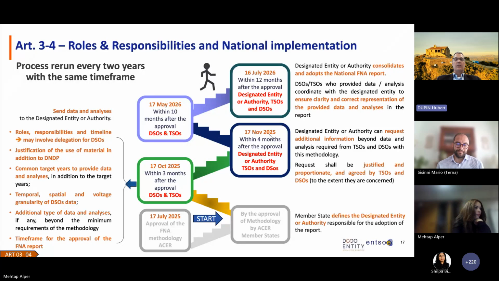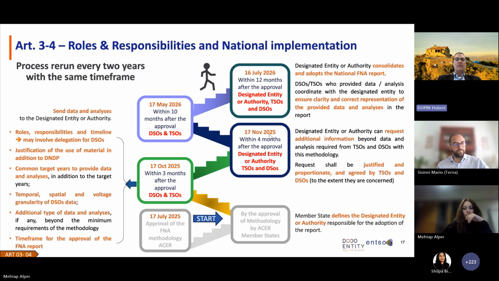There is an organization. So in the first 3 months, we need to decide this. In the first month, we expect the designated entity to give the full scope of data analysis to DSOs and TSOs. If there is a minimum requirement in this methodology, the regulation provides that the designated entity may require a data analysis in addition to those minimum requirements. To have an efficient process, they need to give their expectations soon enough in the methodology. And of course, it needs to be justified and proportionate so that we have an efficient process.